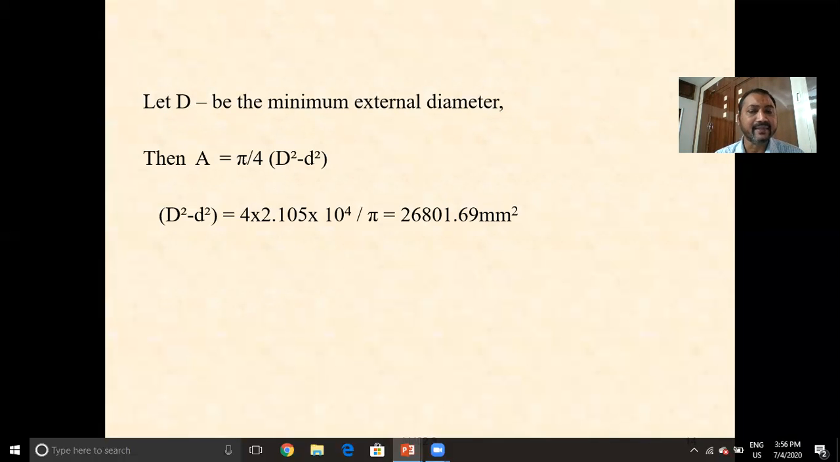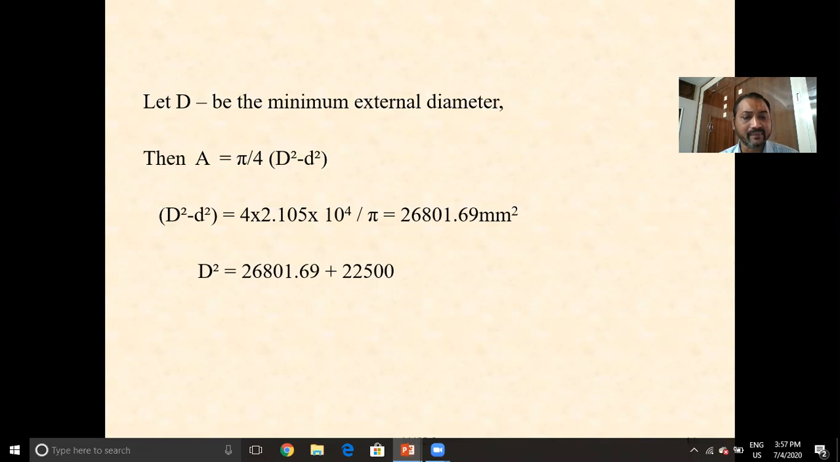So we already found the area. So that area is equal to pi by 4 into that, and here the term D square minus d square becomes 4 into A by pi. So it comes to be 26801.69 square millimeters. And one more thing, the small d is also given as 150 millimeters. So the square of 150 becomes 22,500.